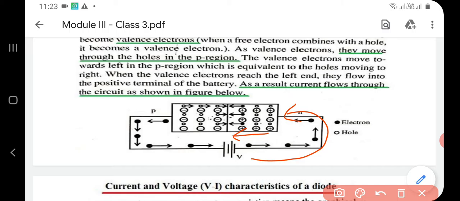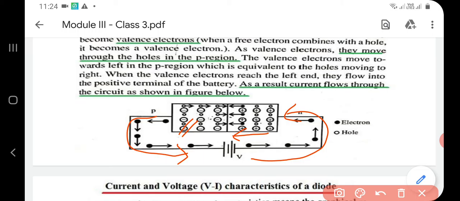Now these electrons will move towards the junction as free electrons, and at the junction they will combine with holes and become valence electrons. Now these valence electrons will move through the P region, and when they reach the extreme left end of the P region, they will enter into the positive terminal of the battery. So here you can see a continuous flow of electrons outside the circuit.